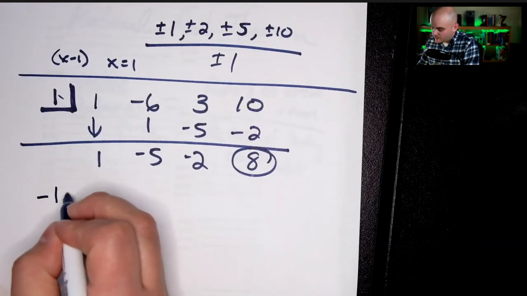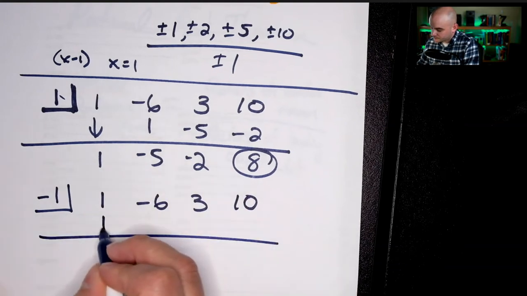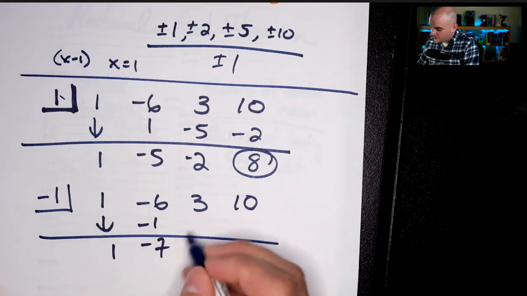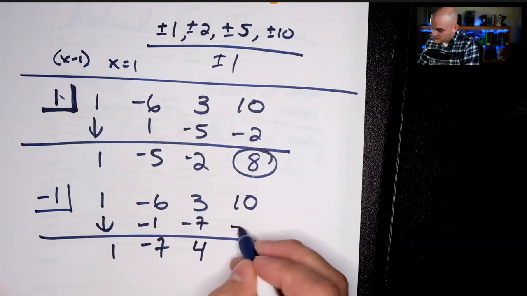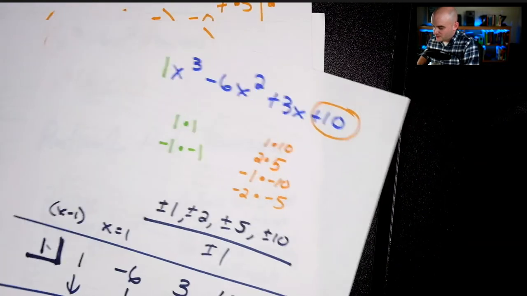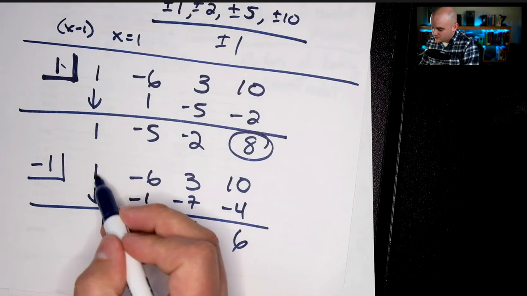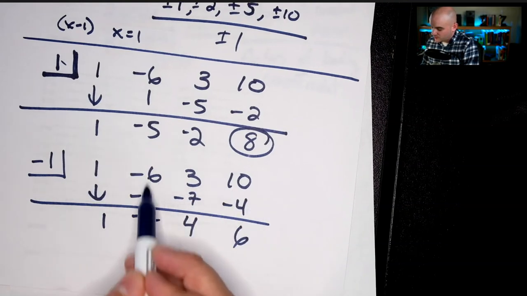Let's try negative 1. Same thing here. 1, negative 6, 3, 10. Drop the 1, multiply, add. Multiply, add. Multiply, add. Well, that means that negative 1 is not a 0 either. But let's see here, it says negative 1 should be a 0. Let's make sure I got this correct. So 1, negative 6, 3, 10, drop the 1, multiply, add.